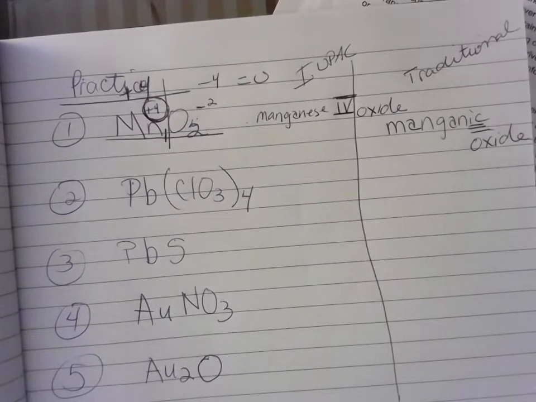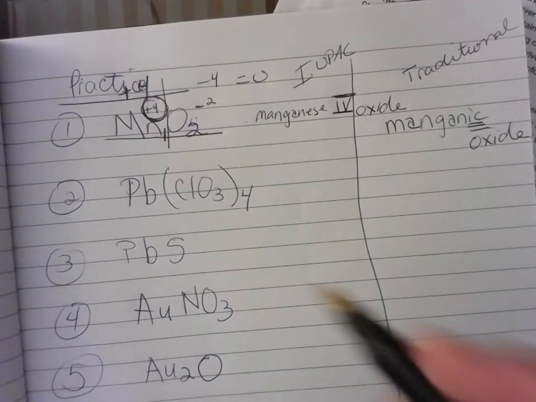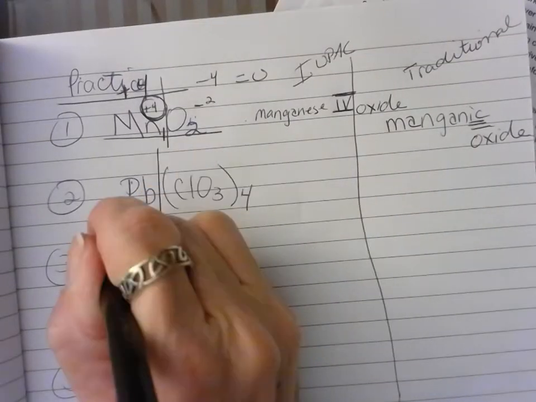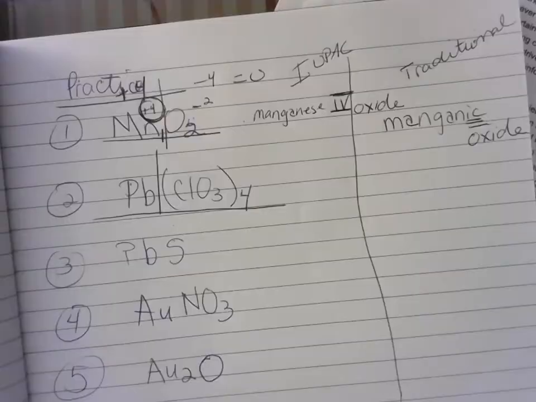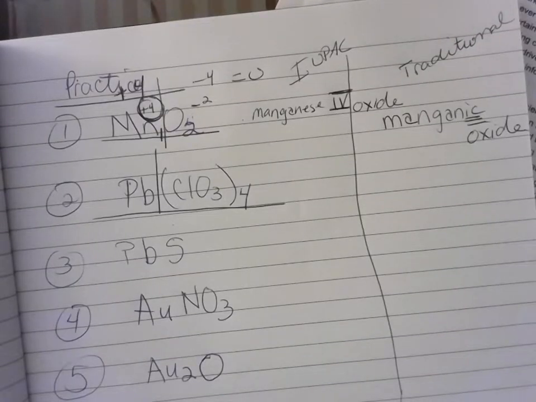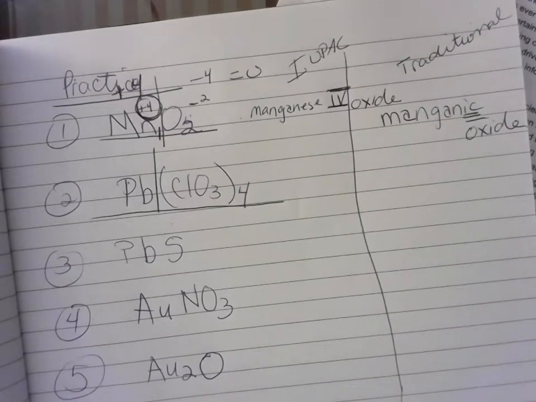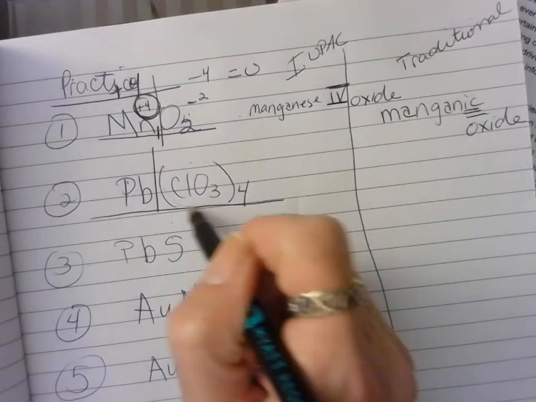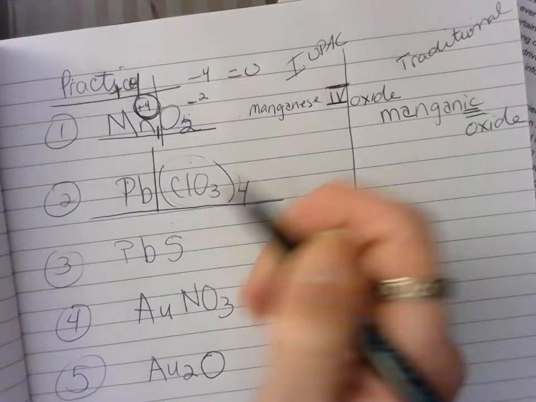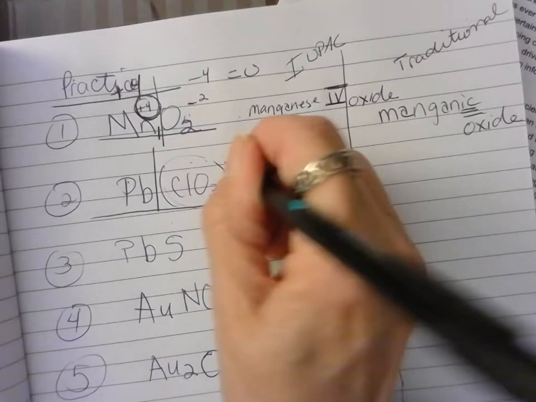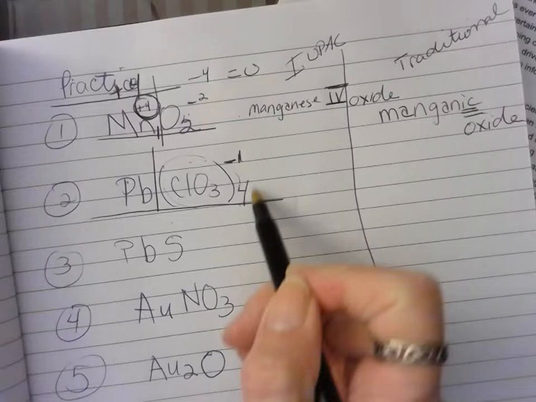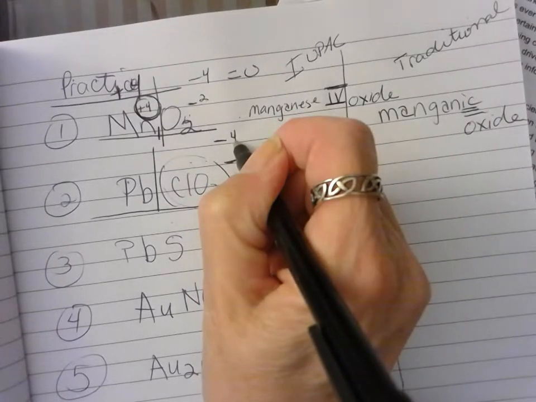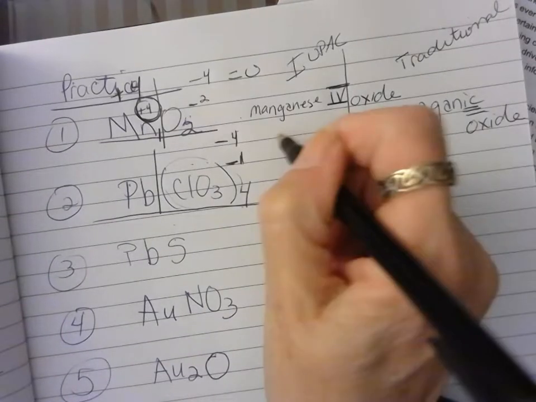suffix, so we would say manganic oxide. Over here, we're going to do the same thing. We do not know the oxidation number of lead, because you could have lead 2 or lead 4. So we have to look at our anion. In this case, our anion is chlorate, and it has a -1 charge. Well, we have 4 of them, so 4 times -1 gives us an overall -4 charge. So in order to equal out to 0, because it is a neutral compound, this has to be a +4 charge.